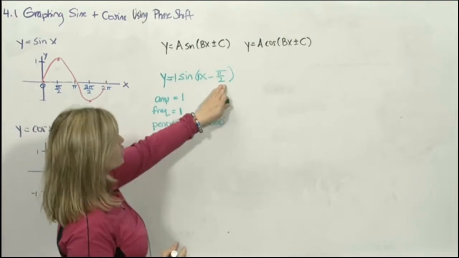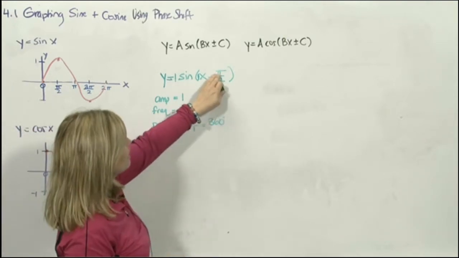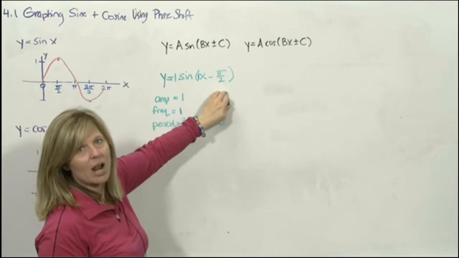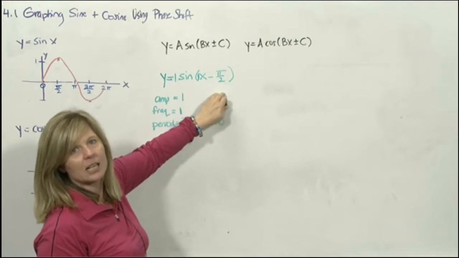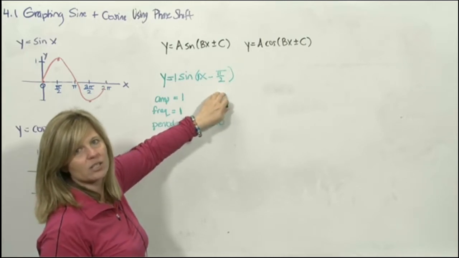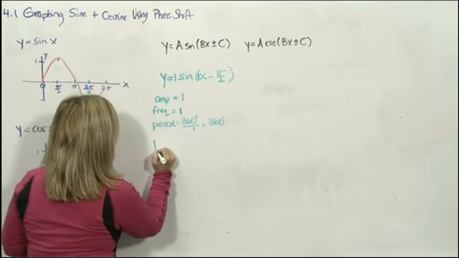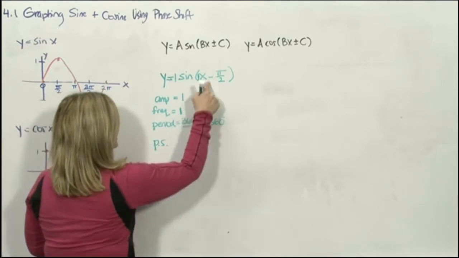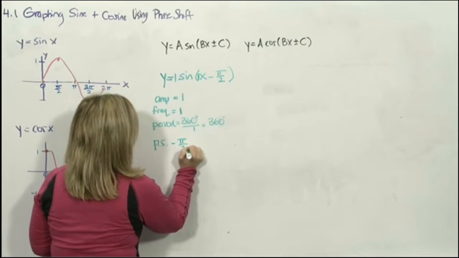What's different here is right here. I have a negative pi over 2. Remember, x is an angle, so what's being added or subtracted here is going to be an angle. And it can either be in degrees or radians. This one's in radians. So we would say our phase shift, which I'm going to abbreviate PS, is negative pi over 2.